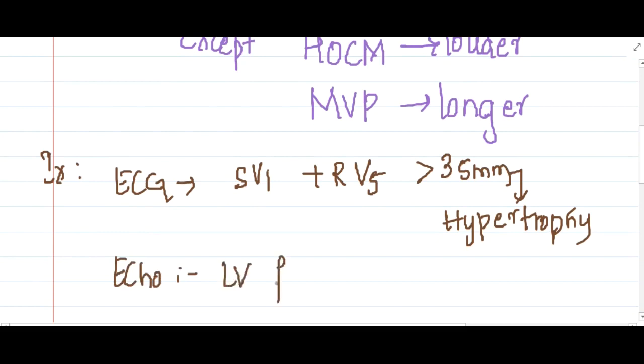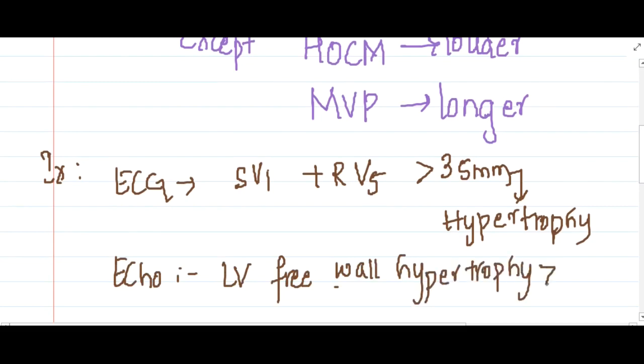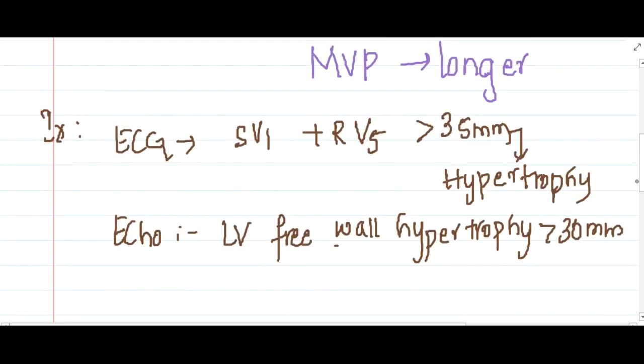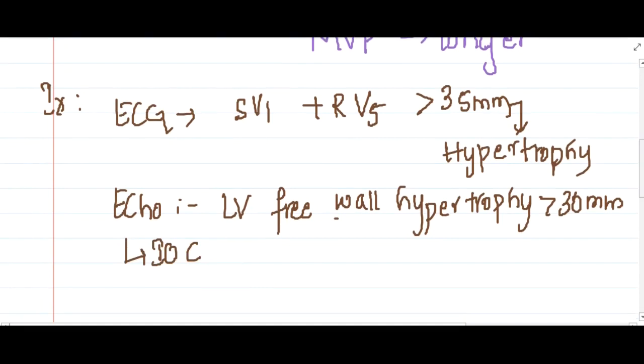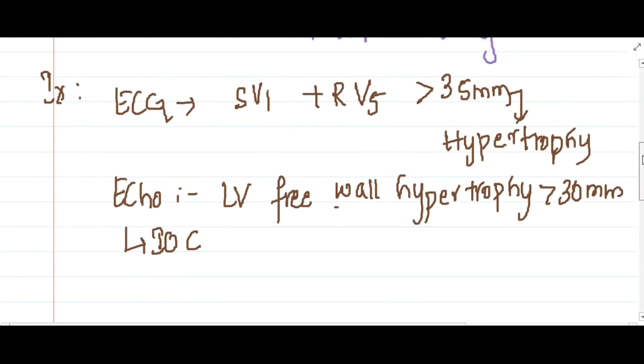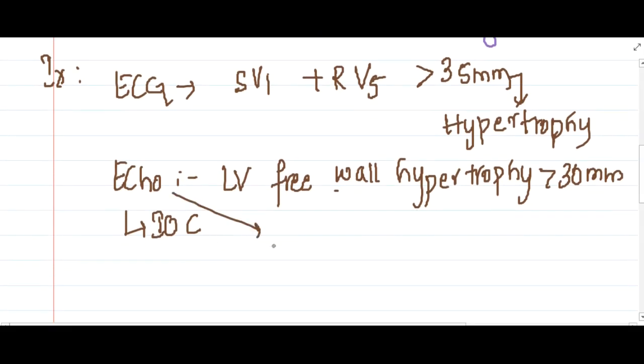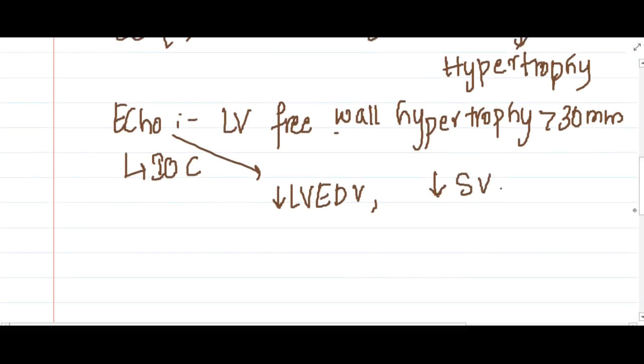Echocardiography will show that left ventricular free wall hypertrophy is seen to be more than 30 mm. If left ventricular free wall hypertrophy is more than 30 mm, then this is best, and echocardiography is the investigation of choice for hypertrophic cardiomyopathy. And in echocardiography you will also see that there is decreased left ventricular end diastolic volume. You will see that decreased stroke volume is there. So all these are seen in echocardiography.